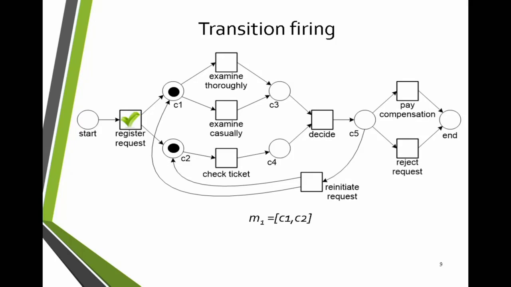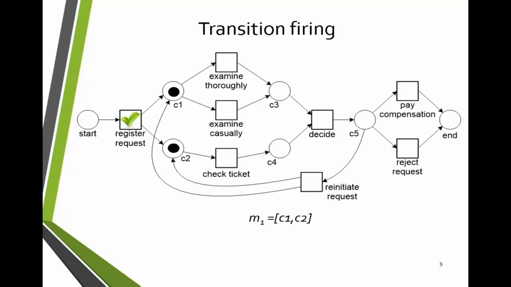Now, next question. Which transitions are enabled or can execute, given this state of the model, given this marking? Examine thoroughly, that's definitely one of them. Examine casually and check ticket, right? So 3 transitions are enabled. I can now make a choice. I can do check ticket, I can do examine casually, I can do examine thoroughly. Suppose that I choose to do examine thoroughly. What happens to my model?